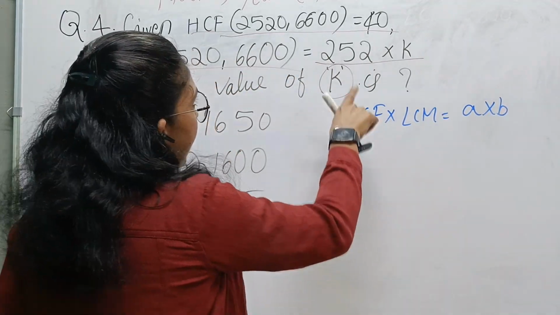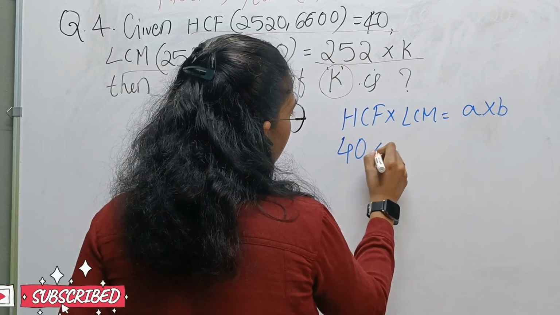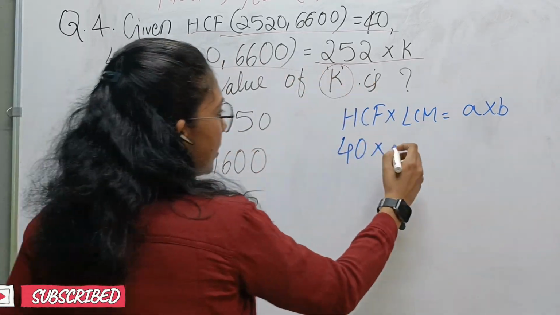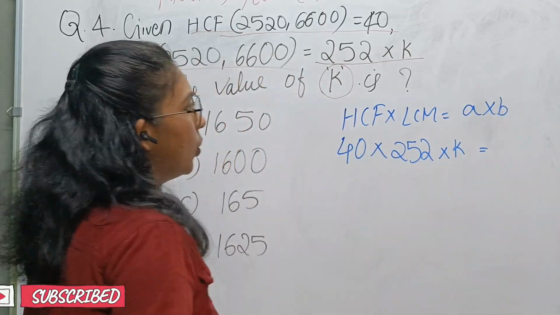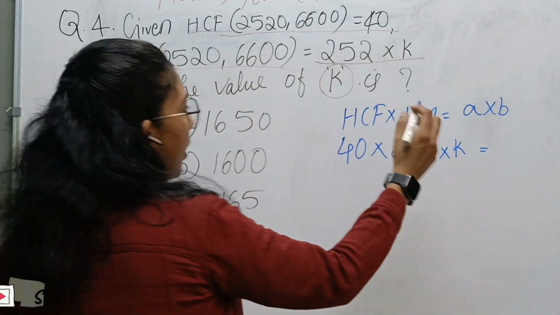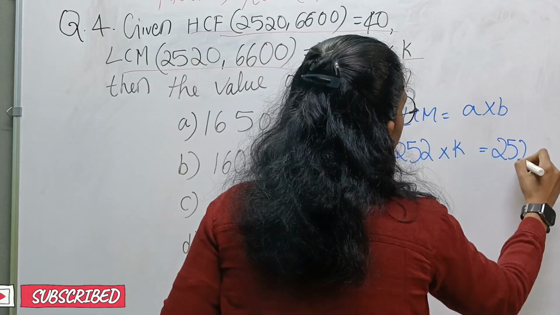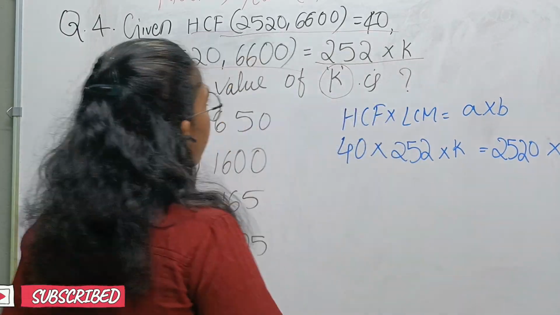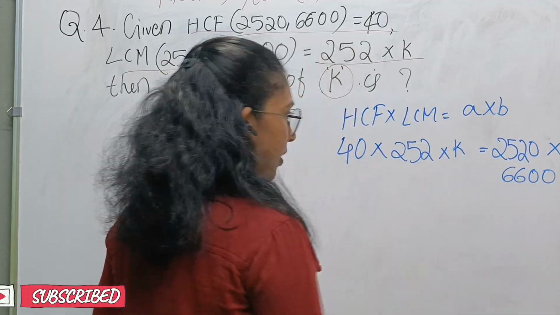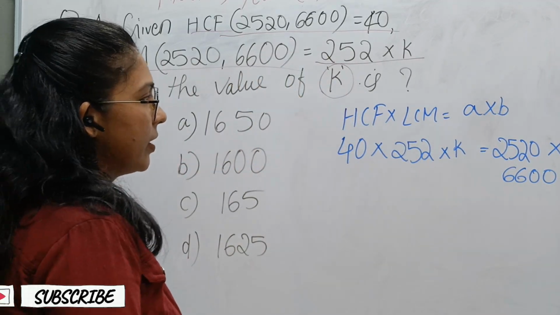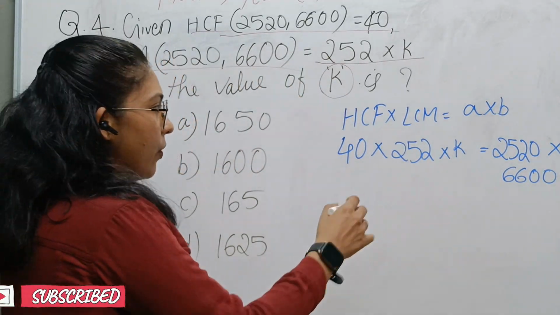So substitute HCF is equal to 40 into what is LCM? LCM is 252 times K, which is equal to A into B. What is A? A is 2520, and B is 6600. Okay, so we substituted all the values. Now let's find out K.